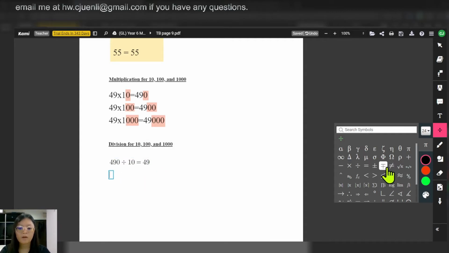We have 4,900 divided by 100. So we're gonna take away those 2 zeros from 4,900 and we get 49 as well.